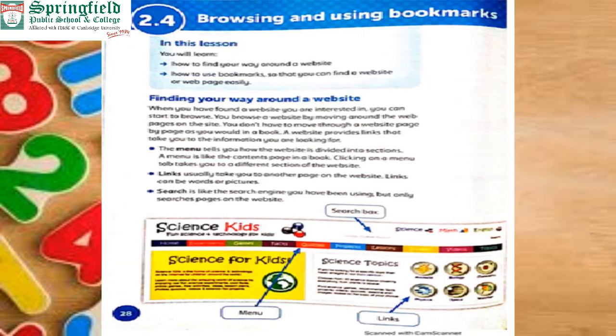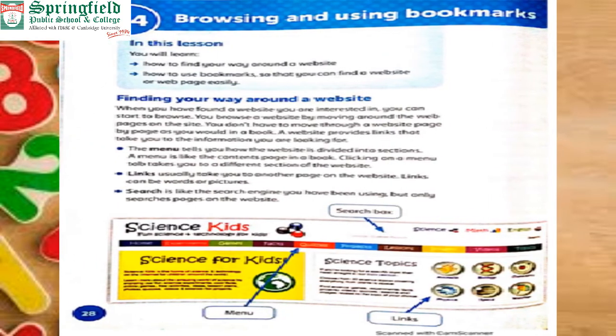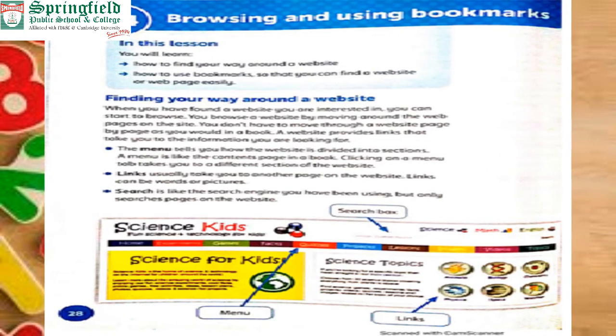Now the first thing you will see in your window is the menu. What is a menu? I told you that a website is divided into different sections and categories. Menus tell us that the website is divided into sections, like the contents page in a book. Your whole book is divided into different chapters, chapter 1, chapter 2 and chapter 3, and the chapters are subdivided, 1.1, 1.2, 1.3, like this.